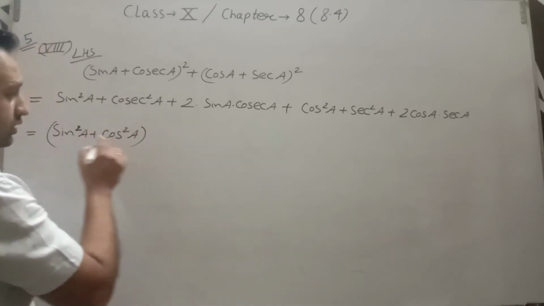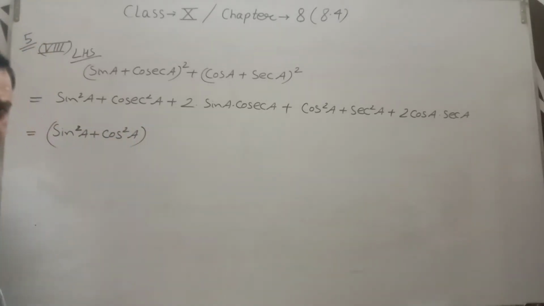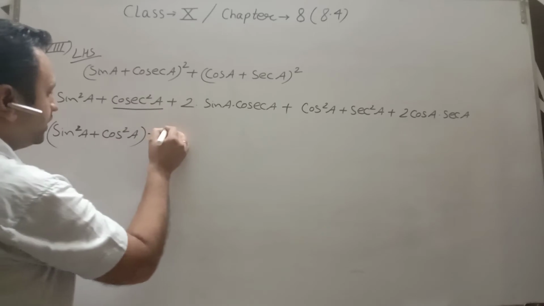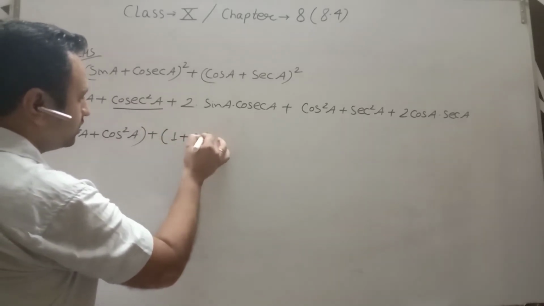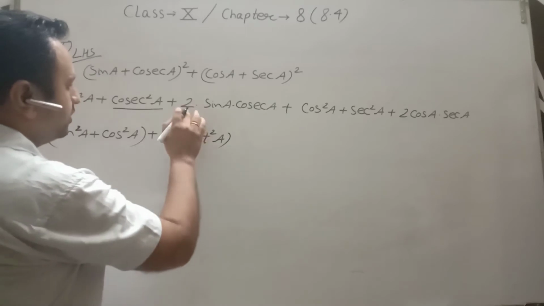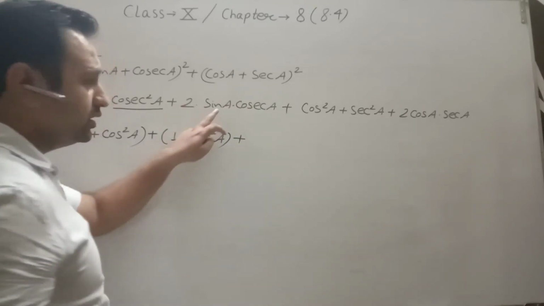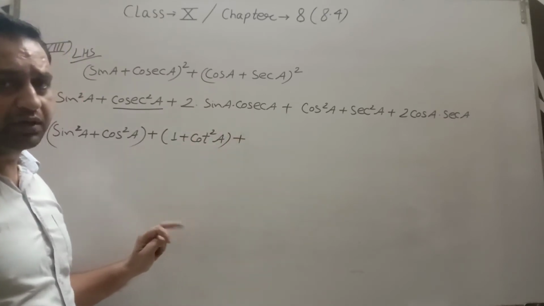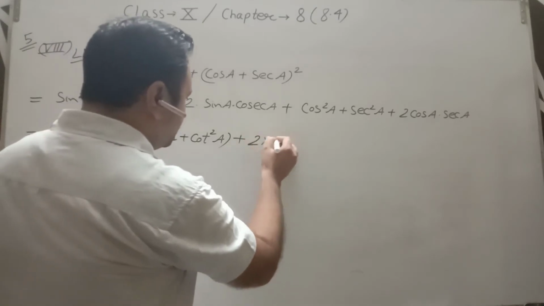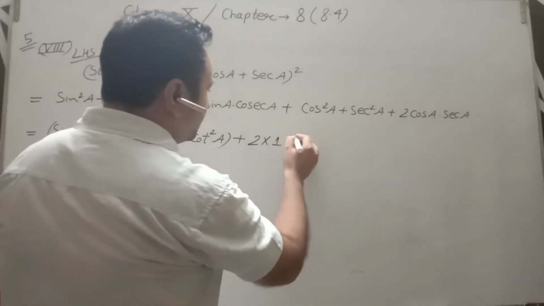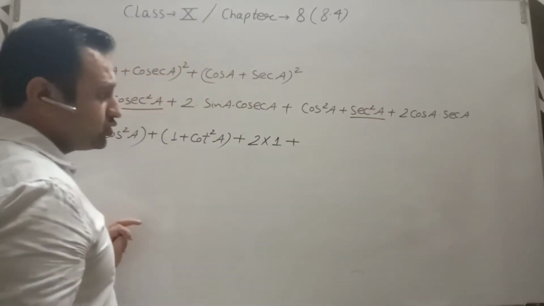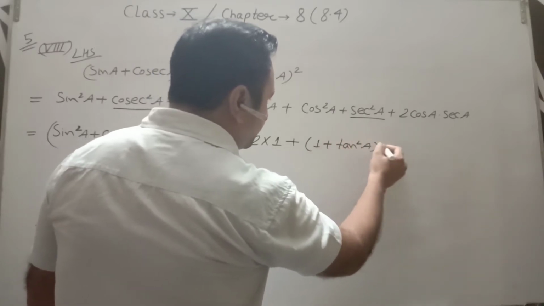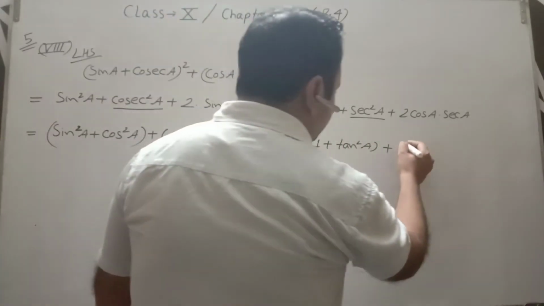Cosec square A can be written as 1 plus cot square A. So in place of cosec square A, we note down 1 plus cot square A. Sin A into cosec A: the relation between sin A and cosec A is that their multiplication is equal to 1. So we note down 2 multiply by 1. Sec square A can be written as 1 plus tan square A, and cos A into sec A is equal to 1.